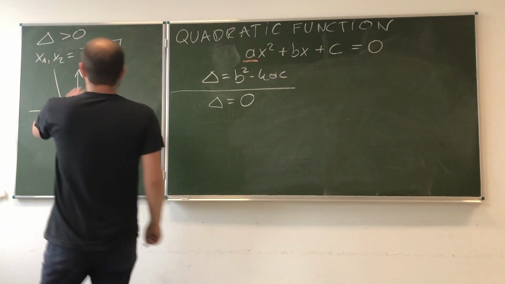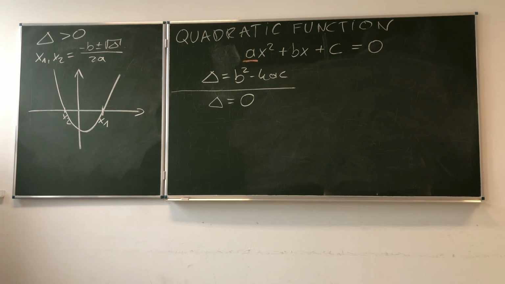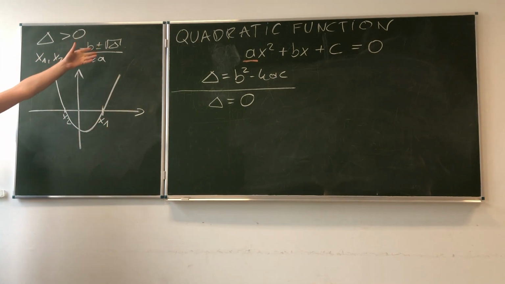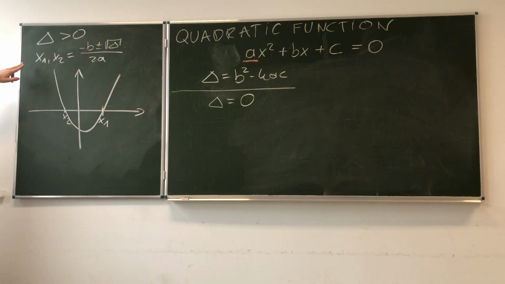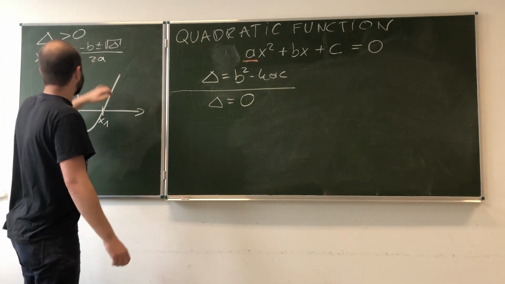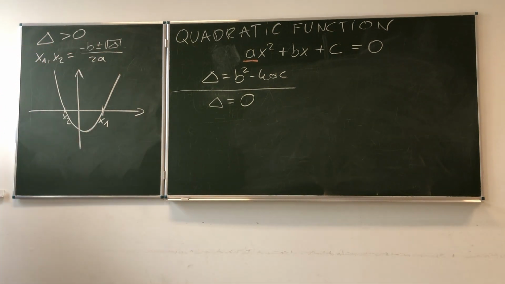Okay. Again, let's turn to this formula that we've obtained just now. If delta is 0, we can take the square root of 0, but it is 0. So what we will get is just one root, one zero place. We call this a repeated root, right? Because you can see that we have the same root twice.